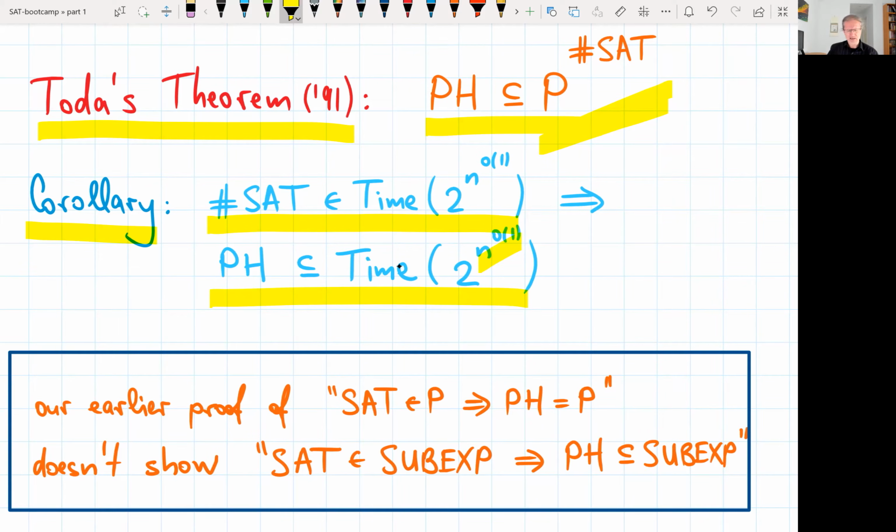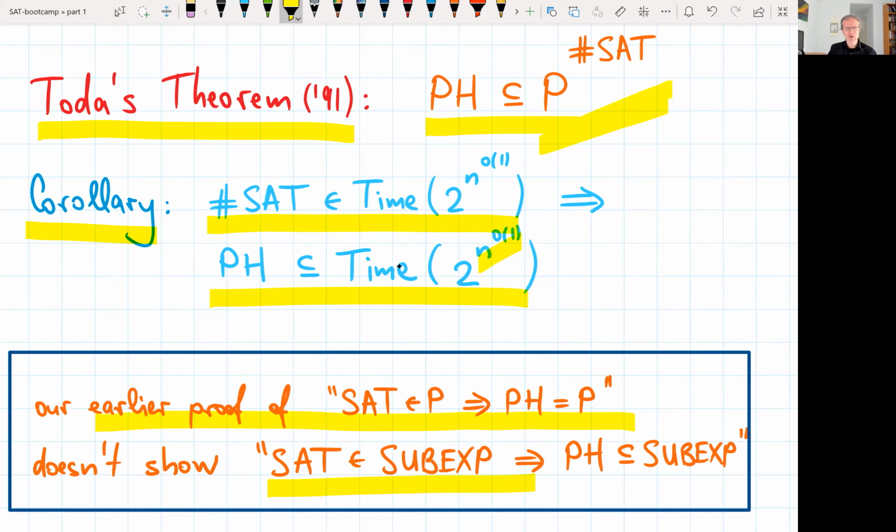So, of course, it's unlikely, and we'll talk about that more a bit later, that SAT, or even less likely, sharp SAT has a sub-exponential time algorithm, but it's still conceptually very interesting that before, in our early proof, where we showed that if you have a polynomial time algorithm, then you can collapse polynomial time hierarchy to polynomial time, that proof, if you think about it, does not show a generalized version where instead of assuming that SAT is in polynomial time, you assume that SAT is in sub-exponential time, and you want to conclude that, say, polynomial time hierarchy is in sub-exponential time.